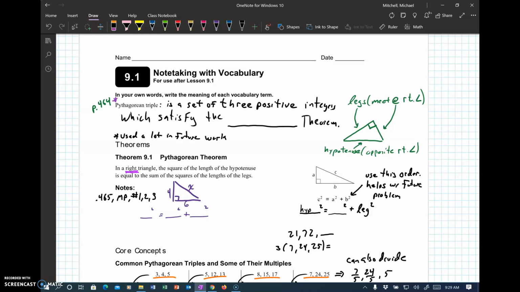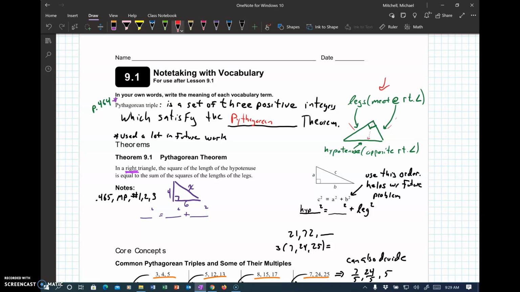A Pythagorean Triple is a set of three positive integers which satisfy, surprise, surprise, I hope you hit pause, the Pythagorean Theorem. When you set this up, remember this stuff over here in the green. The legs are the sides that meet to form the right angle. The hypotenuse is across from the right angle.